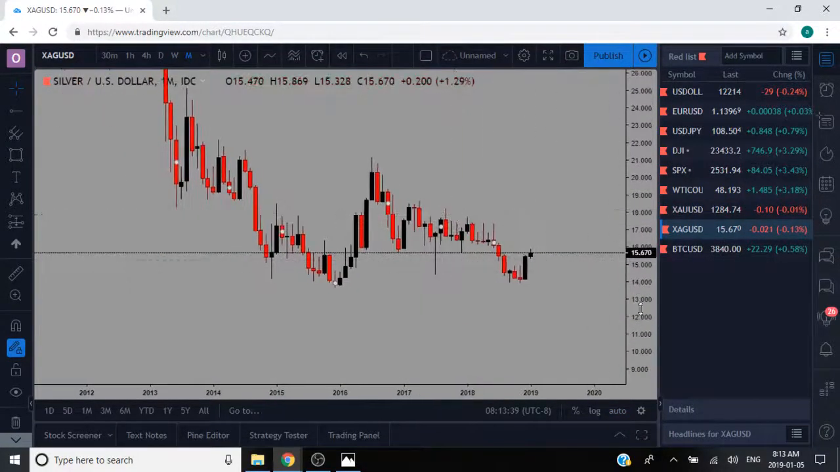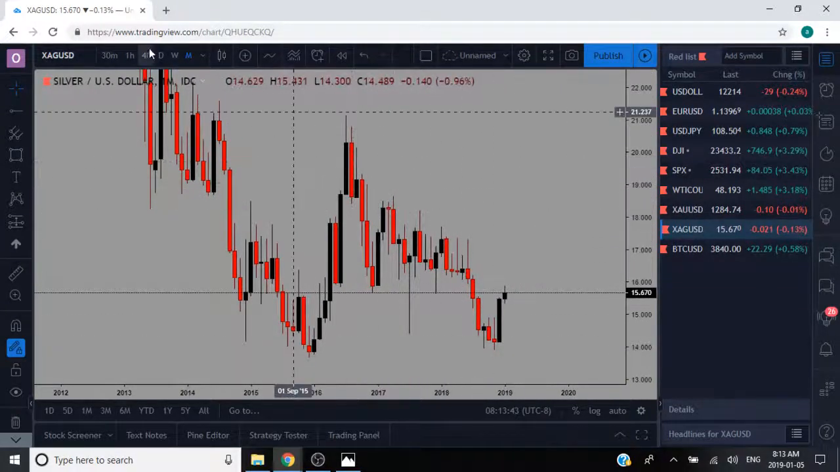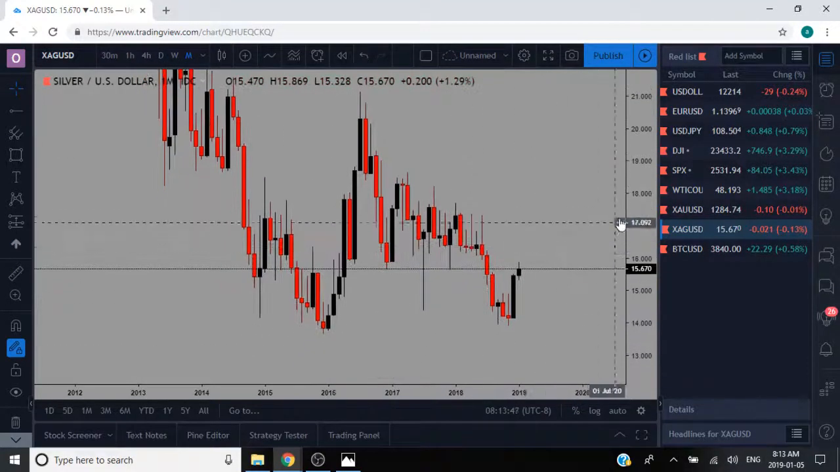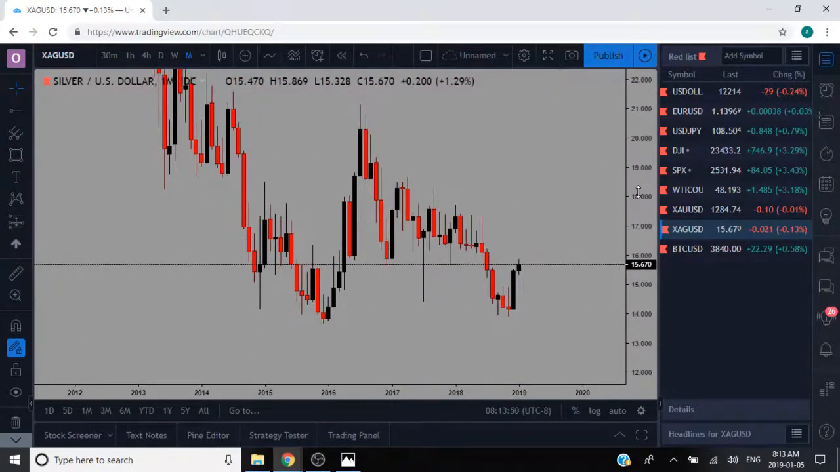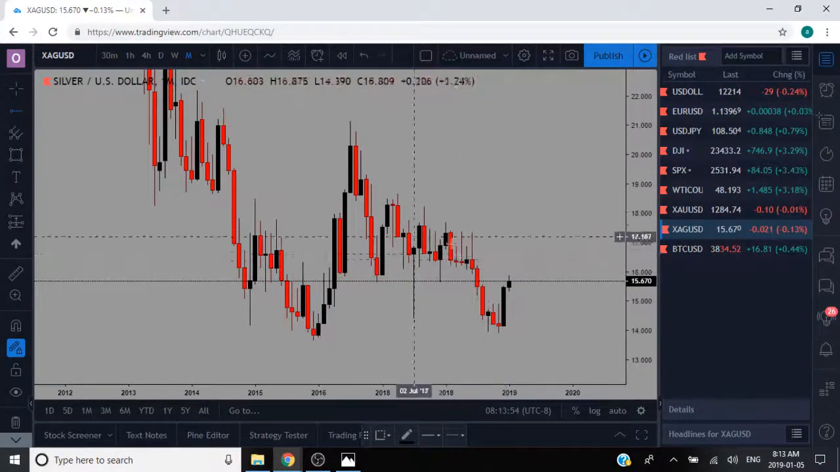Let's see. Silver just looks like it's going to be ready to take off soon. If the market tumbles, you might see silver just absolutely rally. Same with gold. Demand. This is just poor supply right here. I don't like any of this.